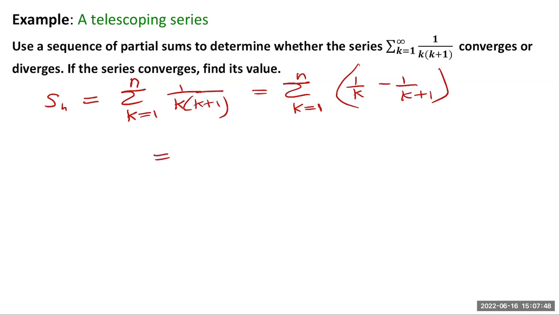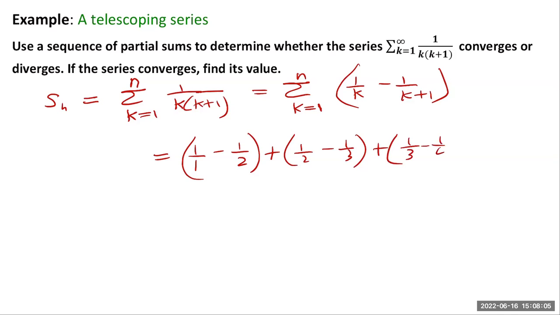So the expanded version of this partial sum will be 1 over 1 minus 1 over 2, the first term, plus the second term, plugging in k equals 2, 1 over 2 minus 1 over 3, third term, 1 over 3 minus 1 over 4, fourth term, 1 over 4 minus 1 over 5, and so forth, all the way up to the nth term. The nth term is 1 over n minus 1 over n plus 1.